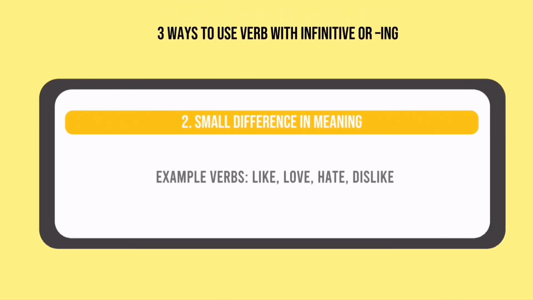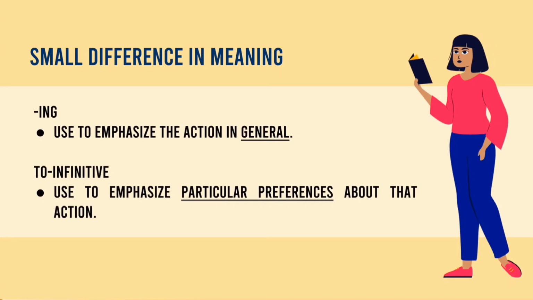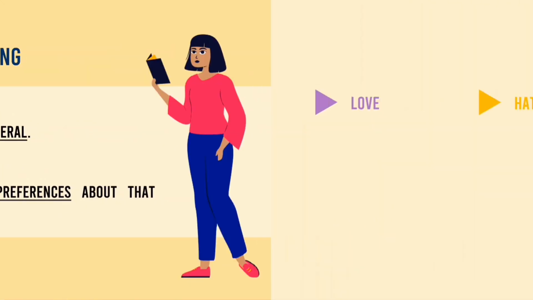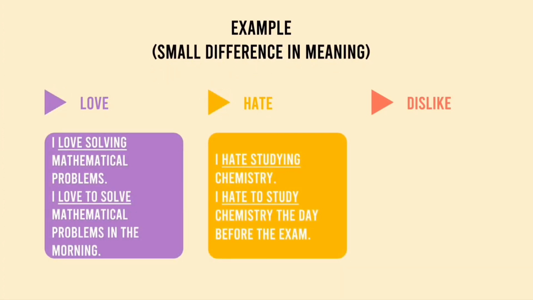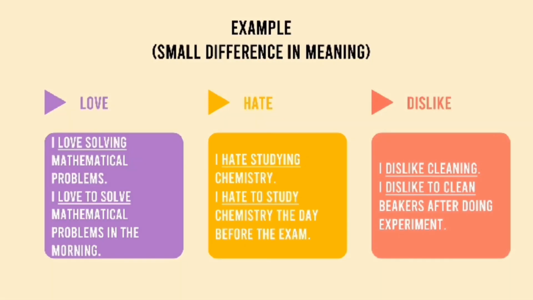The second way is small difference in meaning. We normally choose the ing option to emphasize the action in general, and we use the to infinitive option to emphasize a particular preference about that action. One of the verbs is hate. I hate studying chemistry. Using ing means I hate the action of studying chemistry in general. I hate to study chemistry the day before the exam. With to infinitive refers to a very specific situation. Maybe I'm okay studying chemistry, but not the day before the exam.